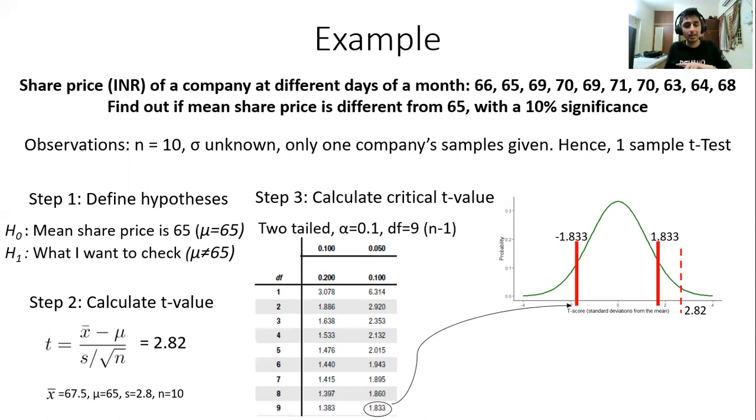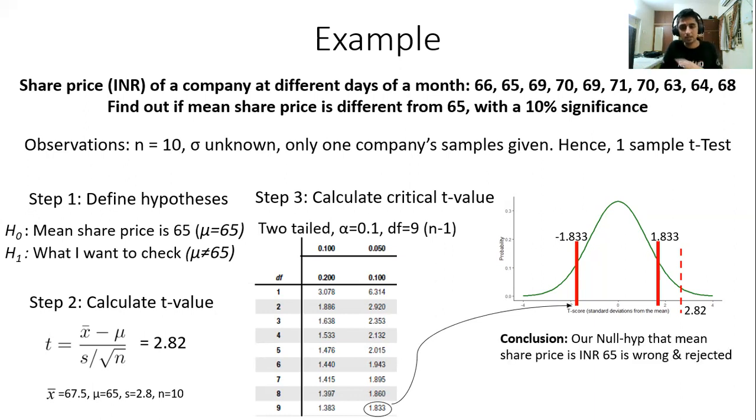And now the calculated t value is 2.82, and if you plot it on the graph, you find out that it goes into the rejection region. So my conclusion would be very simple. It says the null hypothesis that the mean share price is ₹65 is wrong, so you reject it. So that is what it says. But what does it actually mean?